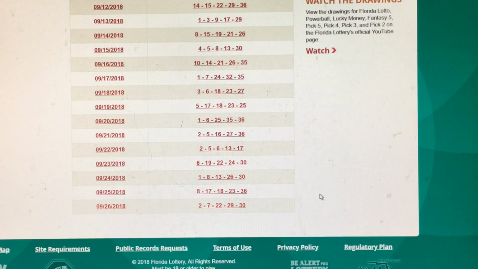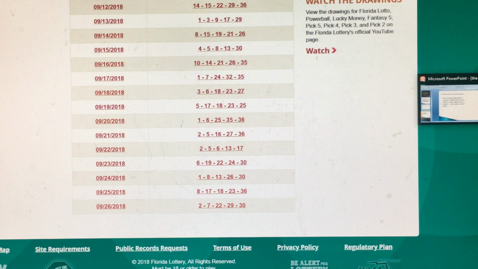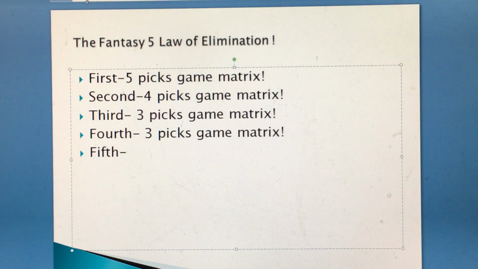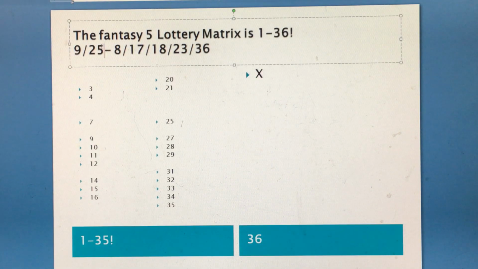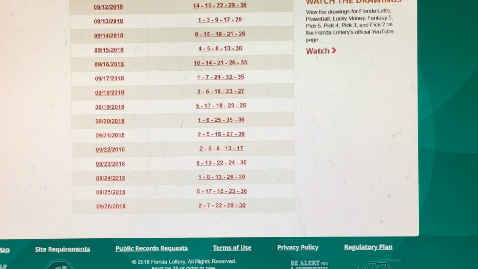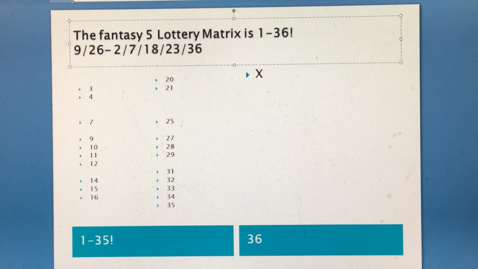Now the last draw is the 28th. It's 2, 7, 22, 29, 30. 2, 7, 22, 29, and 30. And it looks like 30 has been a hot number.